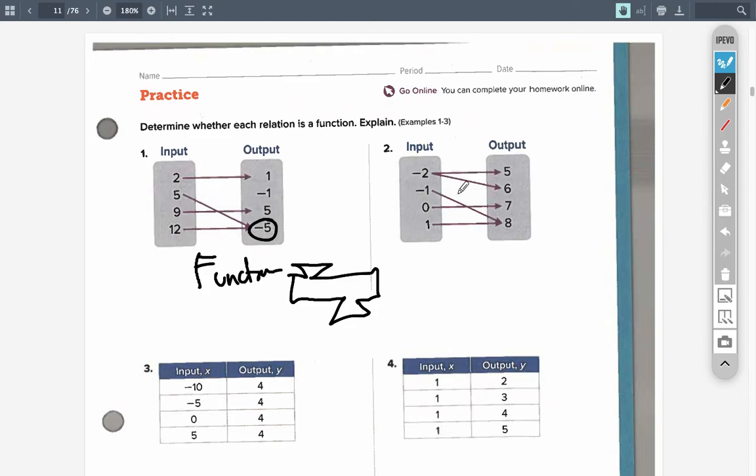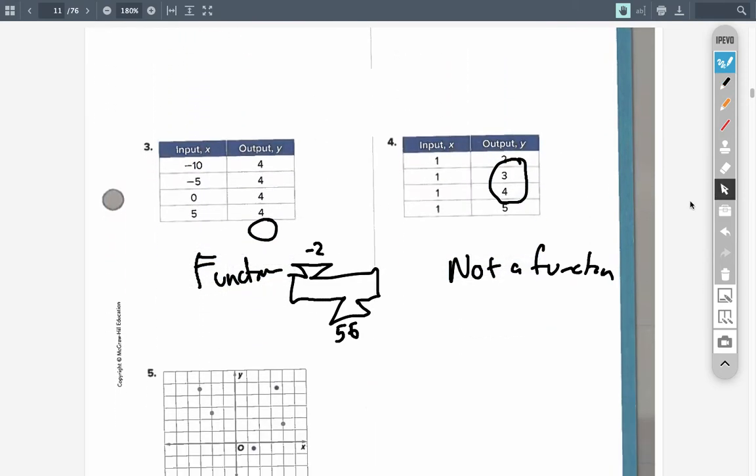Number 2. Okay, I can see right away if I put -2 into the factory, I'm getting 2 numbers. I'm getting 5 and 6 out. Well, that's a problem. That tells me already it's not a function. Okay, hopefully you're 2 for 2. Moving on down.